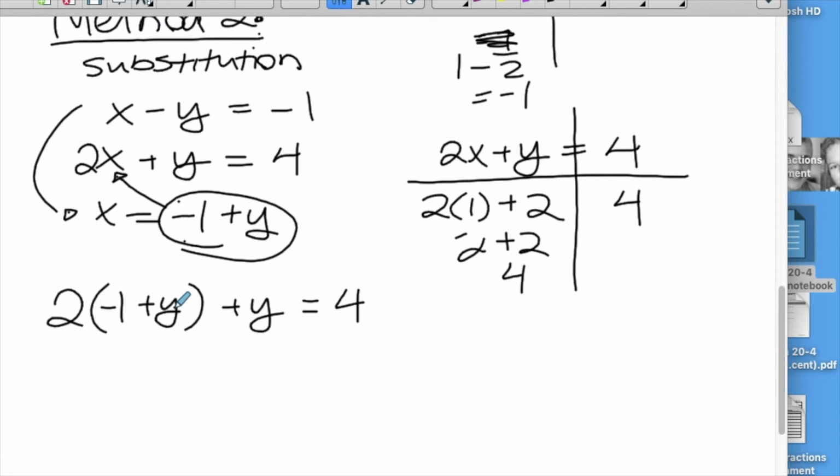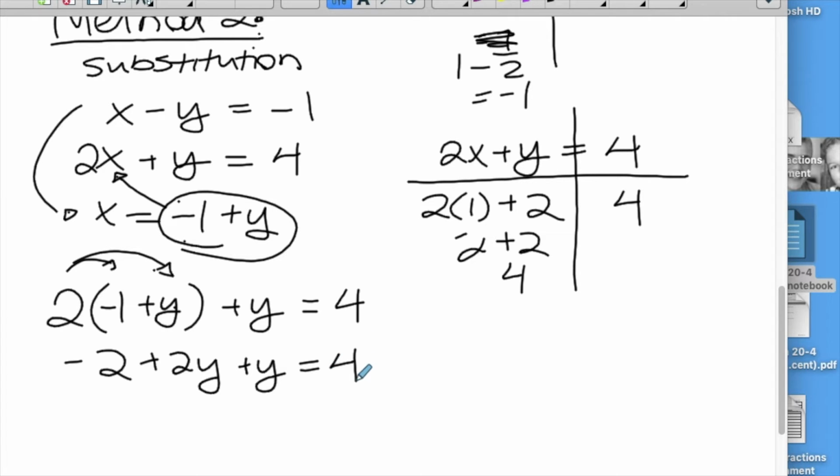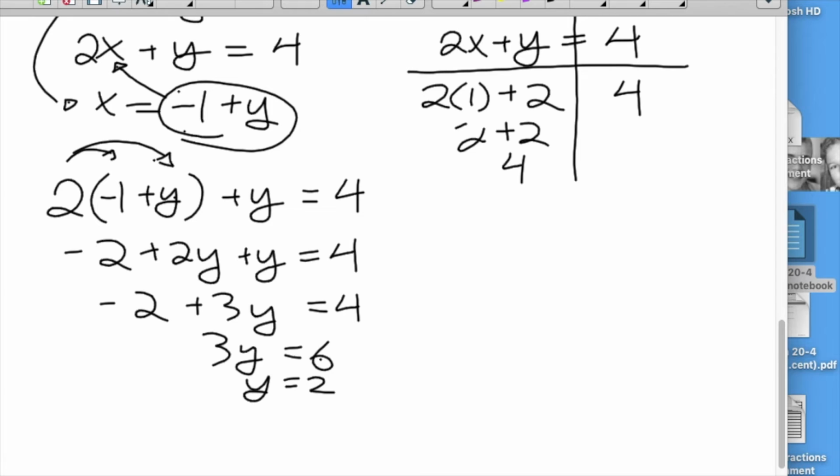And now what happens is I have an equation that only has one variable. And this I can solve. So I'll distribute. And I have negative 2 plus 2y plus y equals 4. Okay, so negative 2 plus 3y equals 4. Okay, add 2 to both sides, we get 3y equals 6. So y equals 2. Okay, now what we can do is, once you get this, go back and get x.